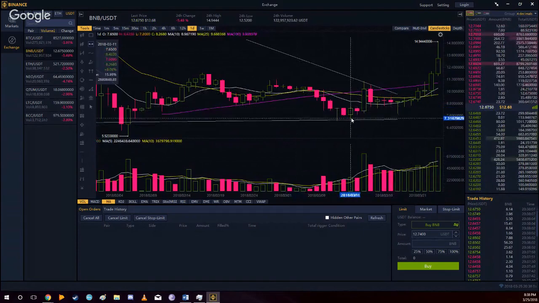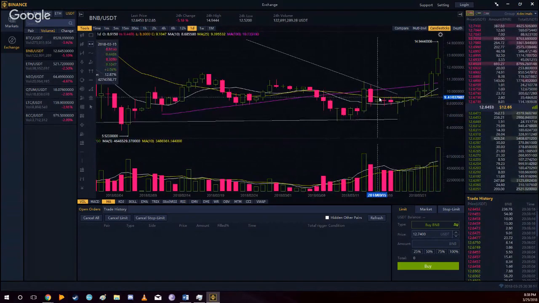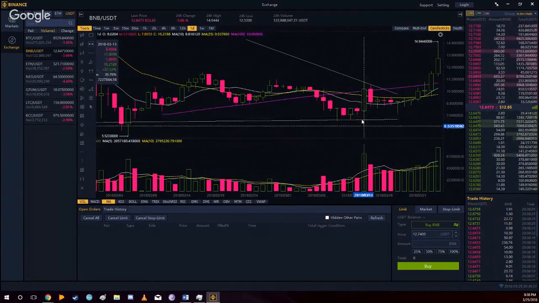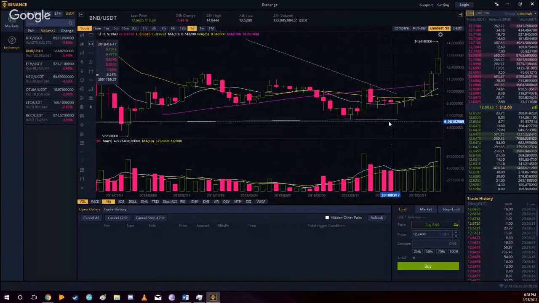And if we're talking about wicks, look down here. This is the support line for the last several months. Again, it tried to break the support line and it was pushed back, creating a wick. It was pushed back again here, creating a wick.